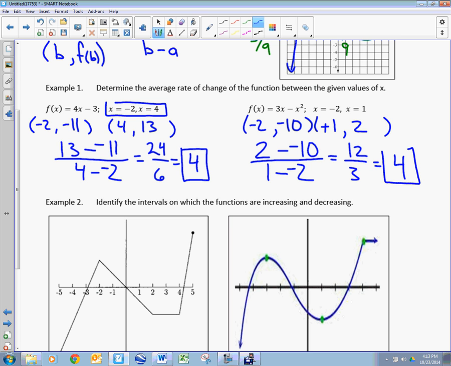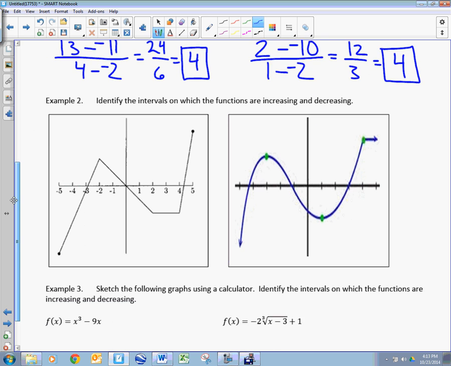You can see in both cases I come up with answers of 4. That is just by chance. Last year people joked and said, can we just write down 4 every time? No, you can't. So now you should be able to do average rate of change problems.